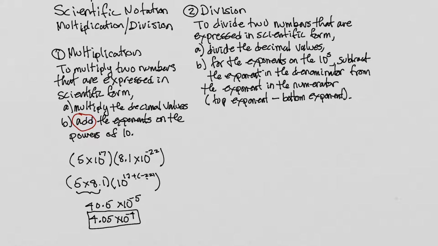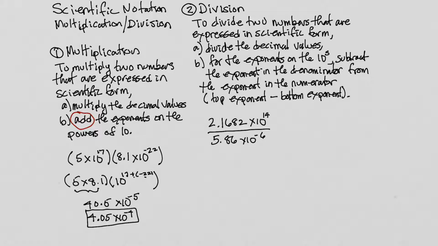Now, let's talk about division. So to divide two numbers that are expressed in scientific form, what we're going to do is divide the decimal values. Seems reasonable. But then for the exponents of 10, instead of adding the exponents together, we're going to subtract. We'll subtract the exponent in the bottom from the exponent in the top. So it's going to be the top exponent minus the bottom exponent.